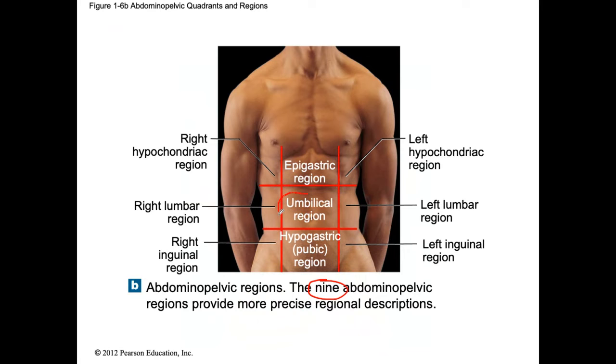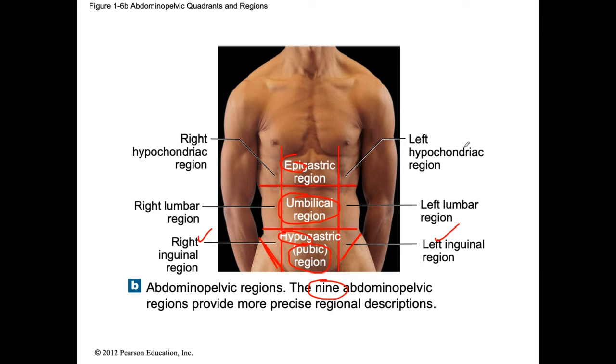Now the center portion where the belly button is the umbilical region. The term epi means above, and the term hypo means below. So here's the umbilical region. Then you have an epigastric above the stomach and a hypogastric below the stomach. And sometimes the hypogastric is also called the pubic region because it's near the pubic bones. Here is the inguinal area, and here's the other inguinal area. So there's a left and a right inguinal region.